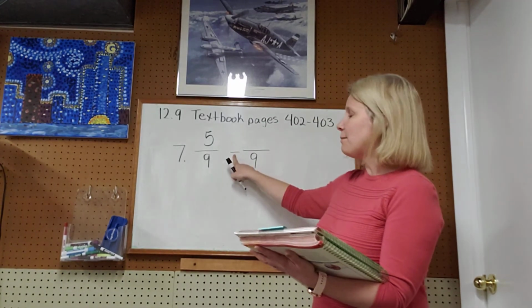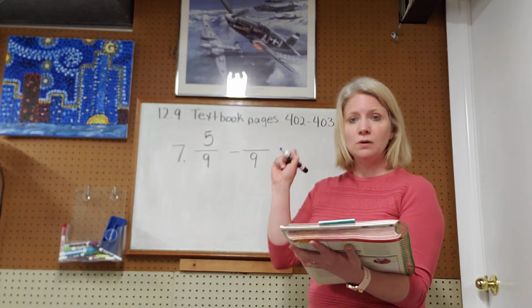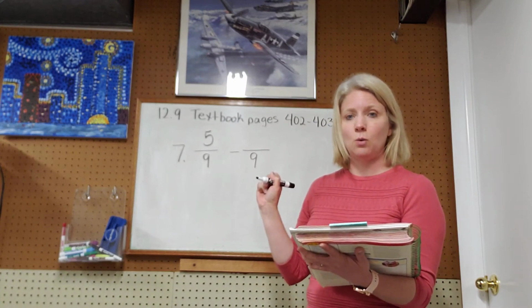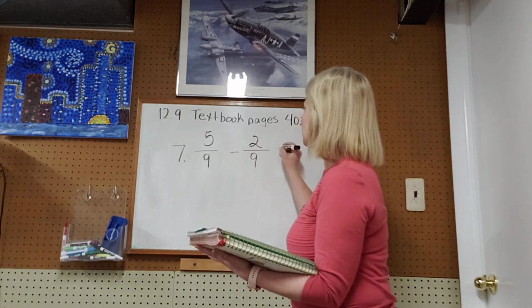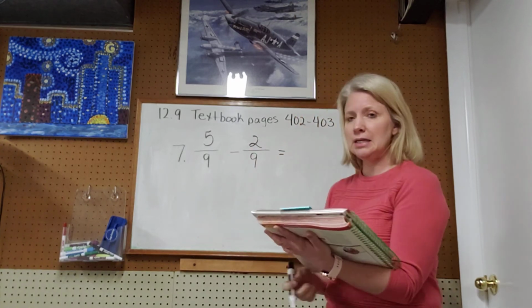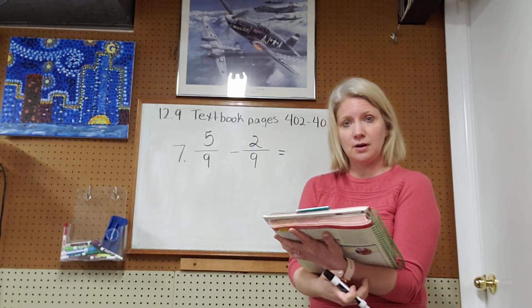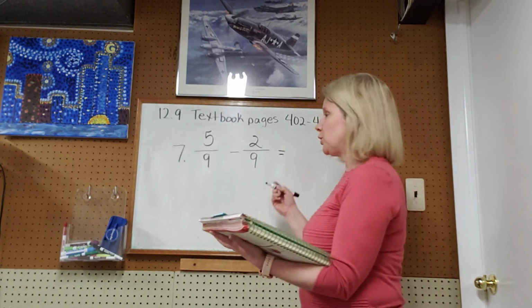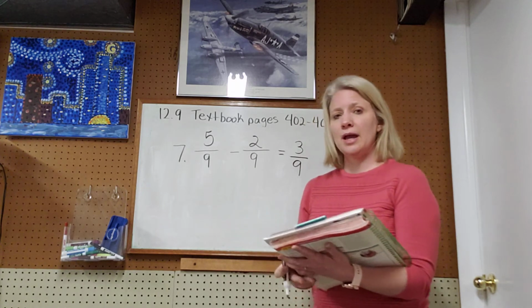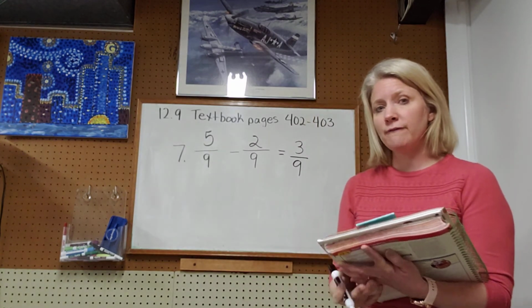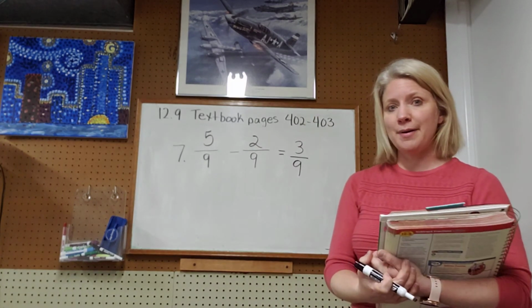5/9 minus, and 2 of those are x'd out. So you're subtracting 2 of the 9ths. And it's going to equal, how many are left of the shaded purple? 3/9. Now you are able to reduce this to a simpler form. Let's talk about it.